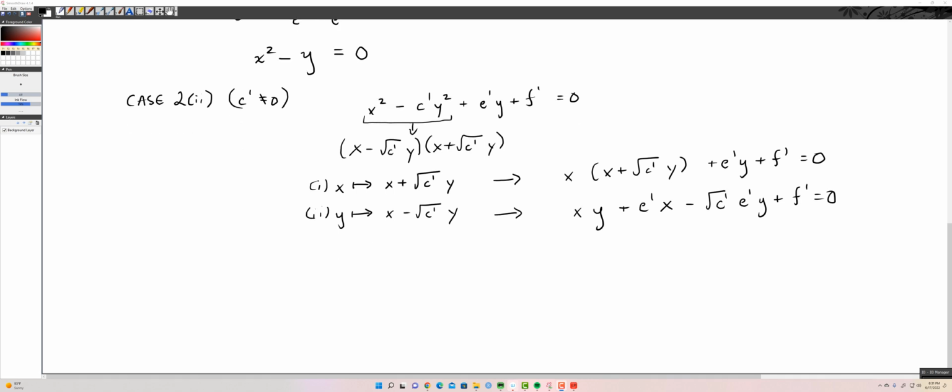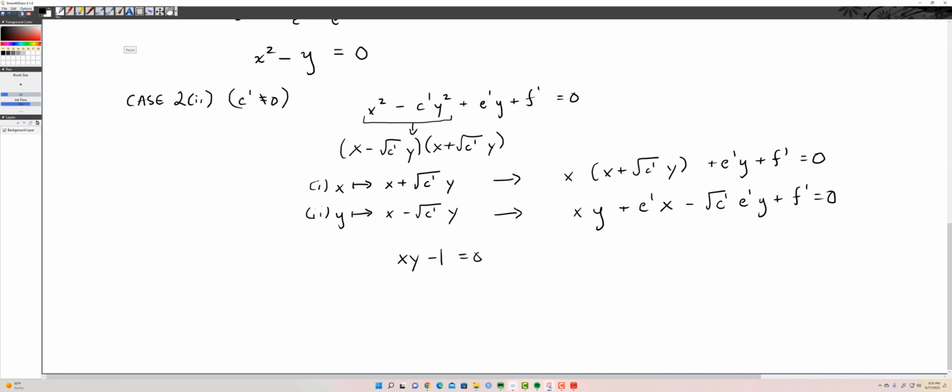And this, as you'll note, is the same as the first type of polynomial, the first type of quadratic that we ran through. So we know that in the case when c prime does not equal 0, we have xy minus 1 equals 0. We can transform it into this.